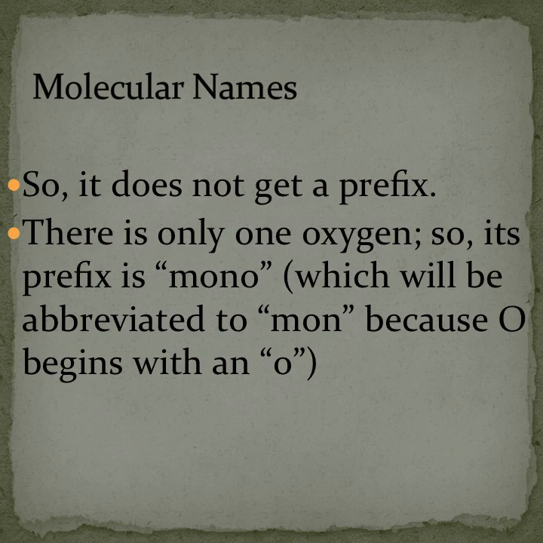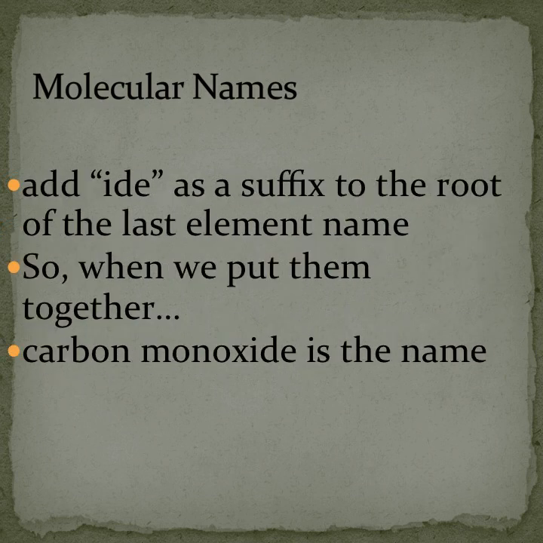and its prefix is mono. Now, when you apply mono to ox, you don't want mono and then ox because it's going to look like it says monooks, and boy, that's just weird. So you're going to drop the O off of mono when you apply it to ox. We're going to add "ide" to the end of ox as a suffix to that root of the element name, and then when we put them together, we get carbon monoxide.